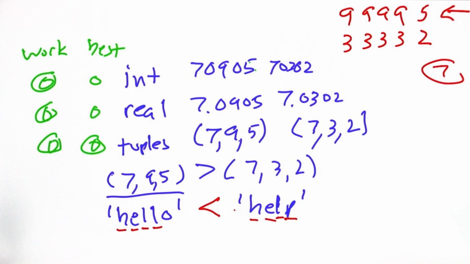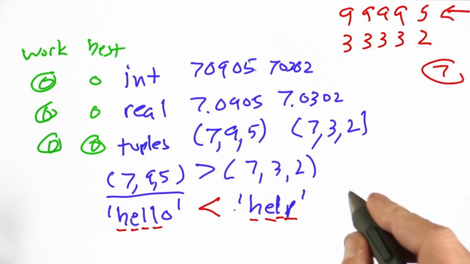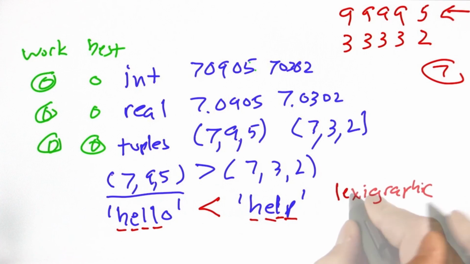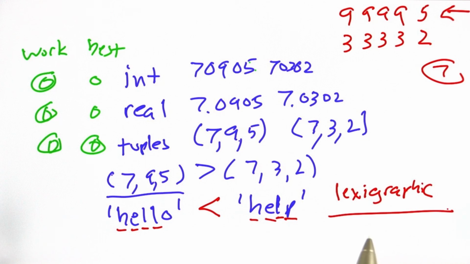The same type of idea, and this is known as lexicographic ordering. It's so called because lex meaning words, this is the way that words are ordered, but we use the same name when we're comparing strings or when we're comparing lists of numbers or lists of any other type of value.